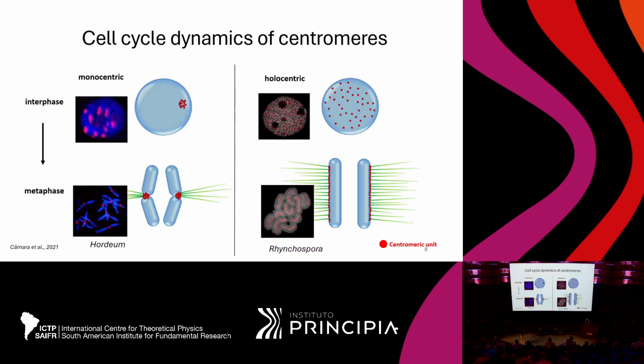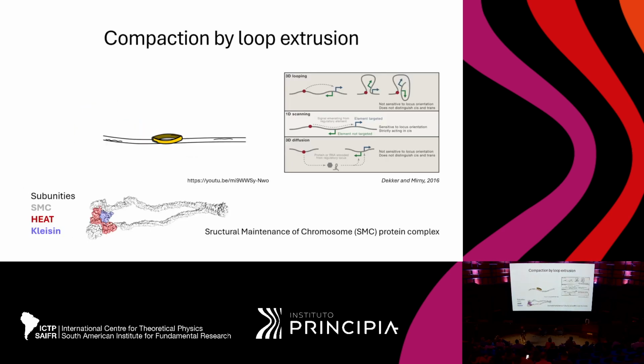And what is very interesting about these holocentric chromosomes, apart from them being in this line in metaphase, is that they are also different during interphase. So in interphase of the monocentric type, and here I have barley as an example, we have the centromeres of each chromosome already clustered and separated. And then towards metaphase, they only get more condensed or more compact. And in the holocentric type, they are spread all over the nucleus. And it was always the question how to bring all these spread centromeric units to align like in metaphase. And that's where I thought maybe compaction by loop extrusion could help.